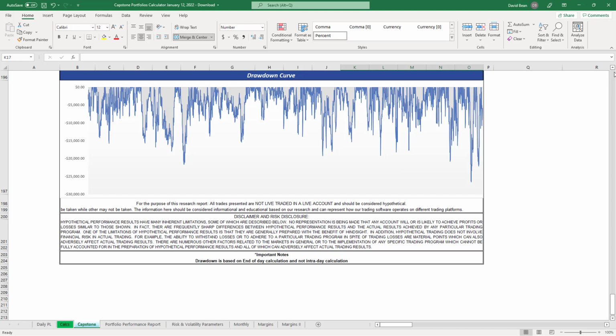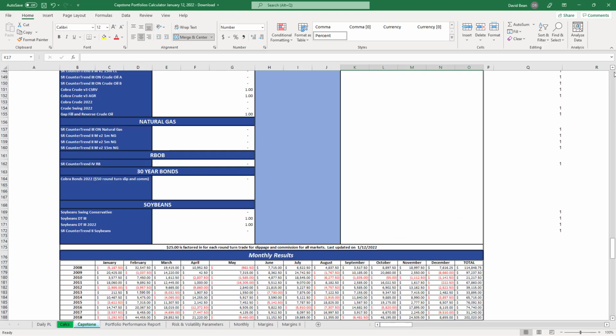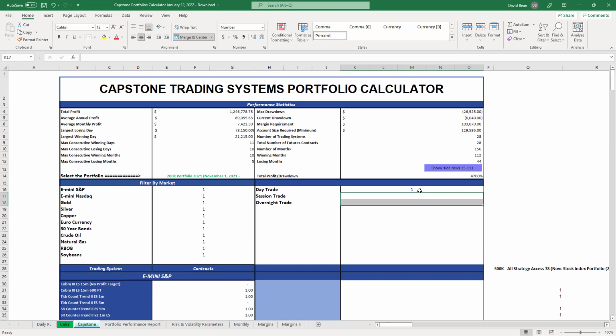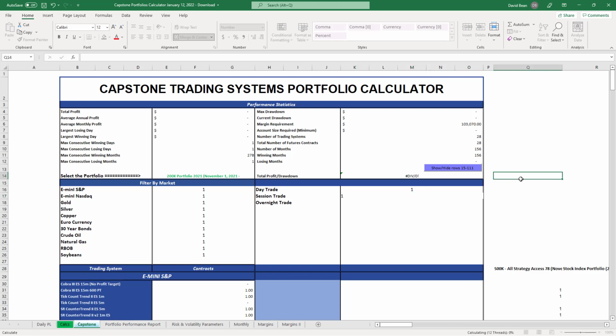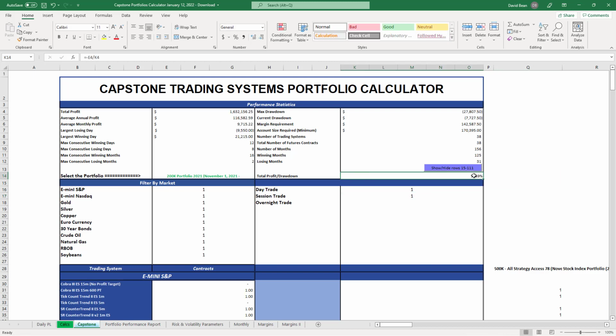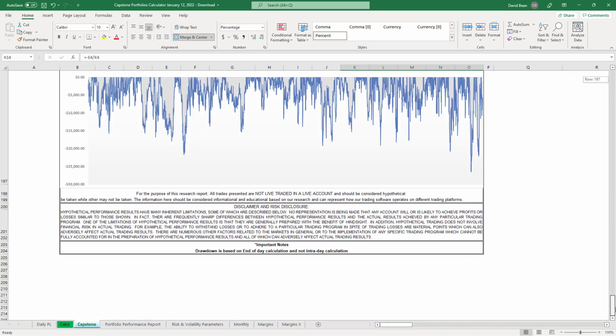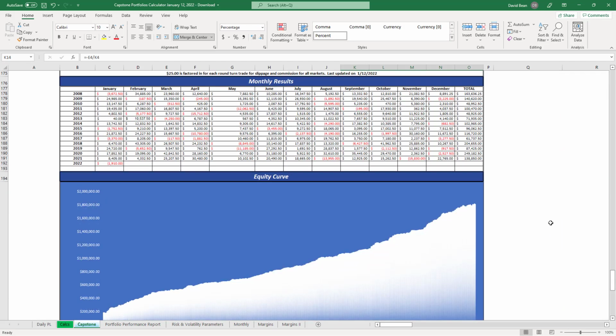See, it takes a little longer to recover from drawdowns if you do just day trades. And so you could just say, well, what are overnight trades? What about day trades and session trades, but no overnight trades? So you improve that a little bit. Drawdowns about the same, and you can see the results there a little better.